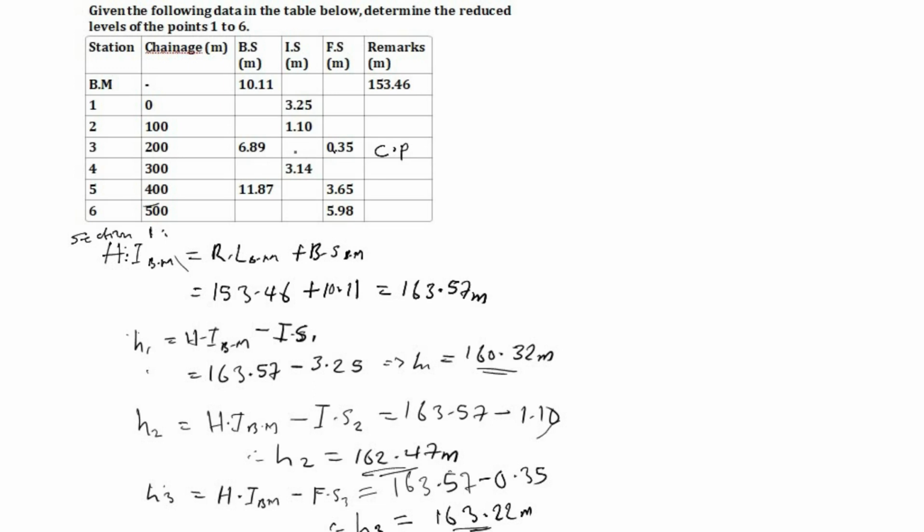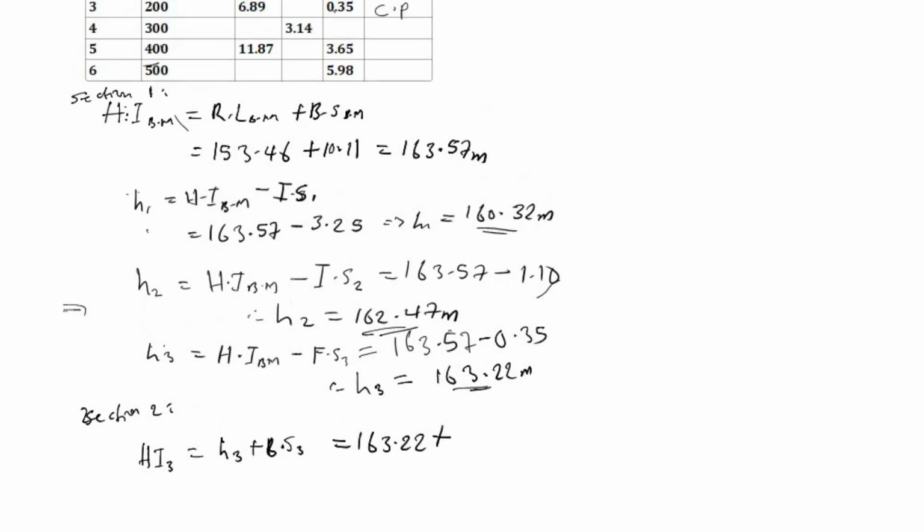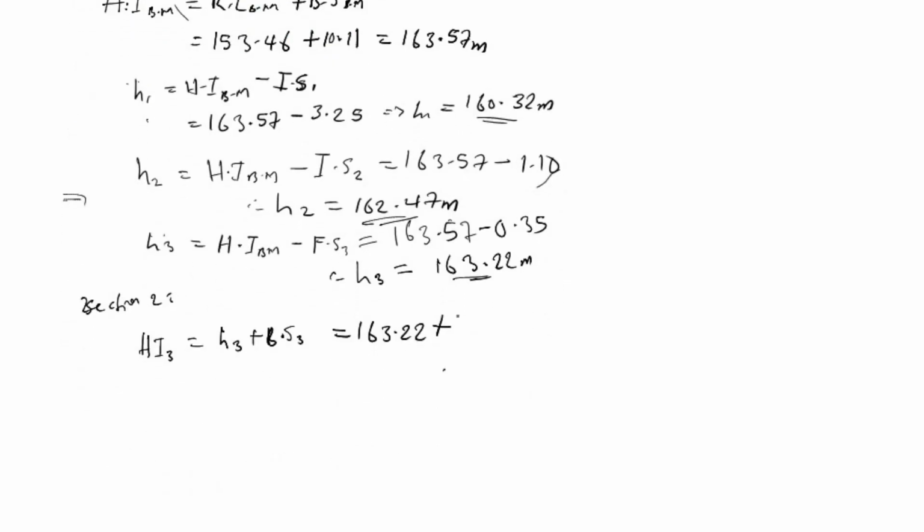In section 2, the height of instrument at point 3 is the reduced level of point 3 plus the back side at point 3. That is 163.22 plus 6.89, which is equal to 170.11 meters. This is our height of instrument at this section 2.